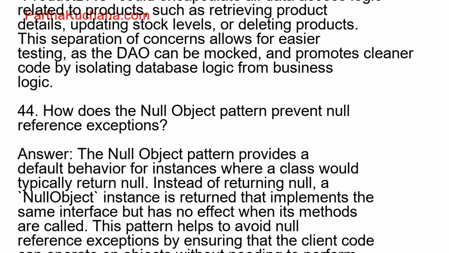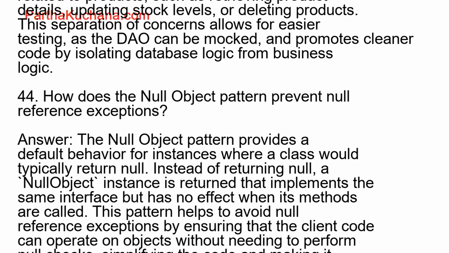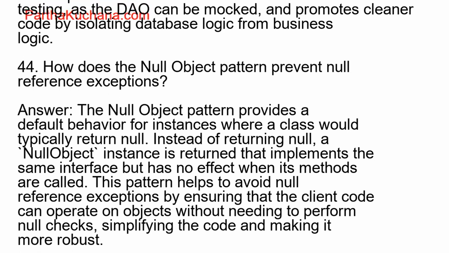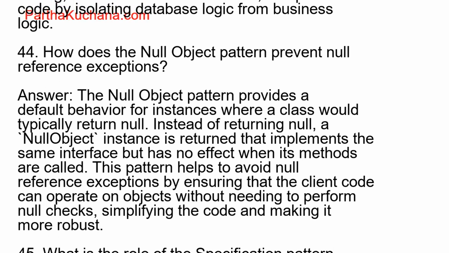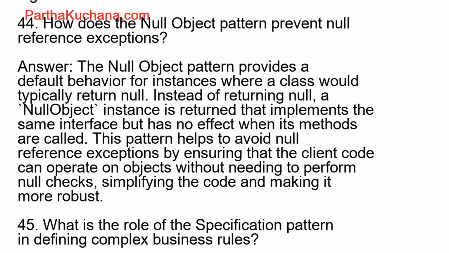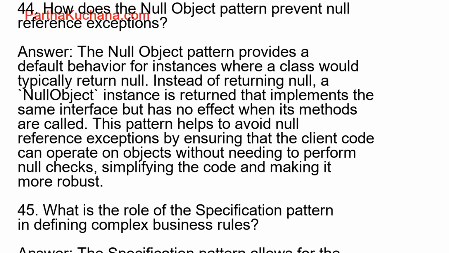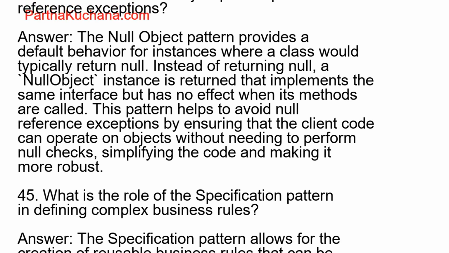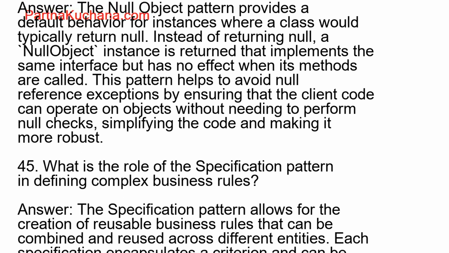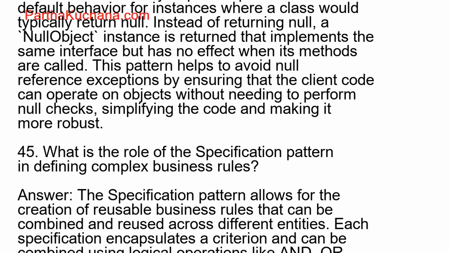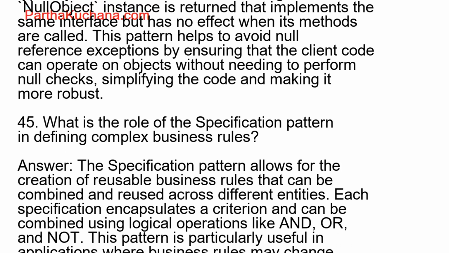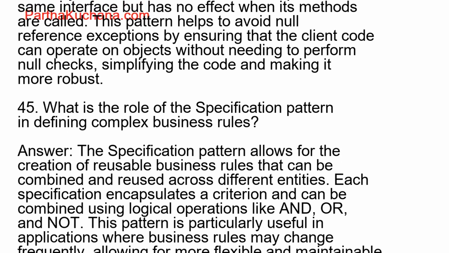46. Explain how the iterator pattern can enhance the navigation of collections. Answer. The iterator pattern provides a way to access the elements of a collection without exposing its underlying representation. By using an iterator, clients can traverse the collection in a consistent manner regardless of its implementation, e.g., array, list, tree. This pattern is particularly useful in scenarios where multiple ways to traverse a collection are needed, or when the underlying structure may change over time, promoting separation of concerns.